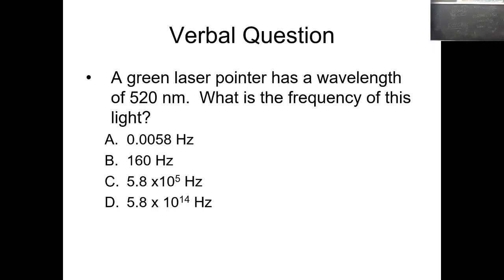Okay, so the next question. We have a green laser pointer, and it has a wavelength of 520 nanometers. And we want to know what is the frequency of that light. So basically the same question. Remember that C is on the board over here. So figure it out, share with your table mates, see if they got the same thing, and then put on the dry erase board what your response is.